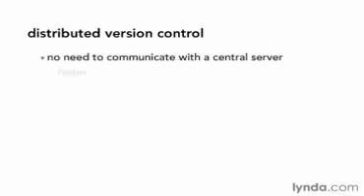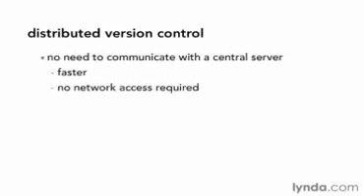Now, because it's distributed, that has a couple of advantages. It means that there's no need to communicate with the central server, which makes things faster, and it means that no network access is required to submit our changes. We can work on an airplane, for example. And there's no single failure point. With CVS and SVN, if something goes wrong with that central repository, that can be a real showstopper for everyone else who's working off of that central repository. With Git, we don't have that problem. Everyone can keep working. They've each got their own repository that they're working from, not just a copy that they're trying to keep in sync with a central repository.